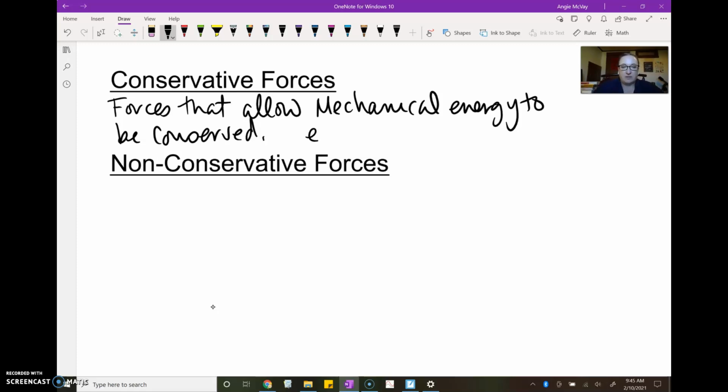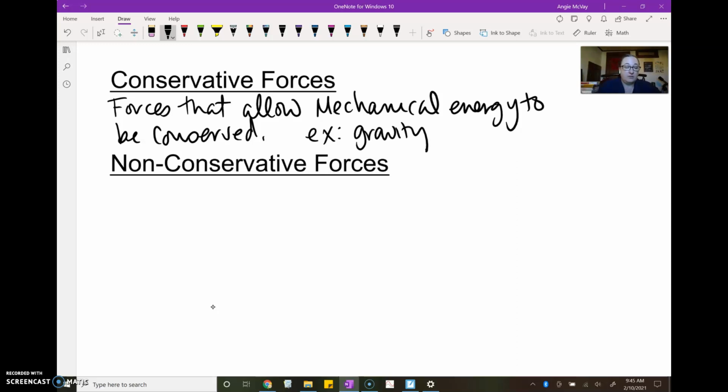So this is an example of this is gravity. Okay, when gravity is a force that's doing work on an object, that work just changes the mechanical energy from kinetic to potential back and forth.